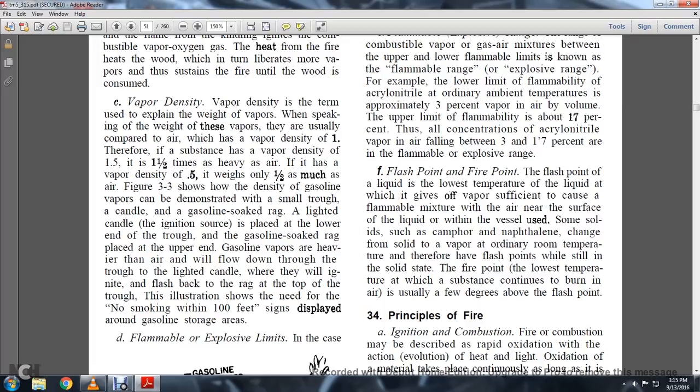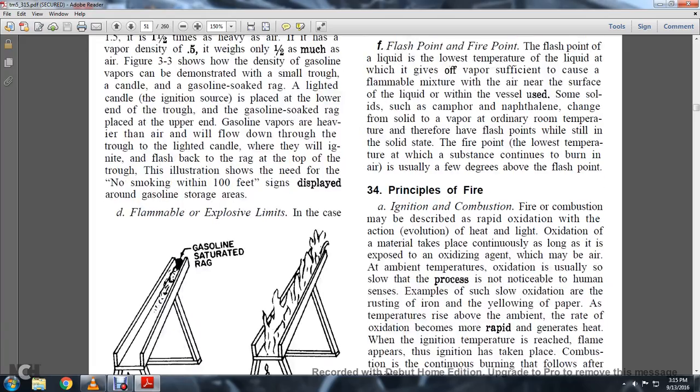F. Flash point and fire point. The flash point of a liquid is the lowest temperature at which the liquid gives off vapor sufficient to form a flammable mixture with air near the surface of the liquid within the vessel. Some solids, such as camphor or naphthalene, change from solid to vapor at ordinary room temperature, so the flash point is still measured in the solid state. The fire point, the lowest temperature at which the substance continues to burn in air, is usually a few degrees above the flash point.